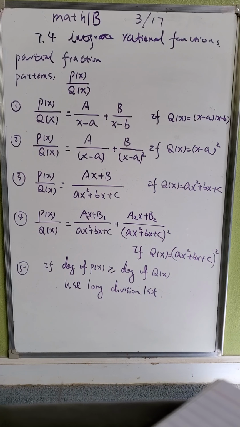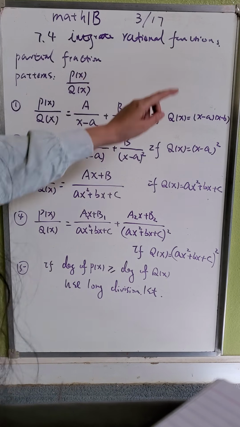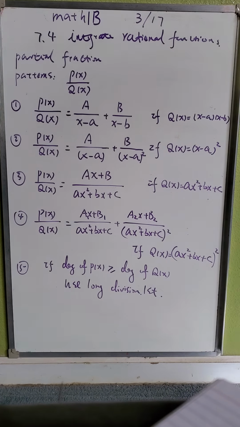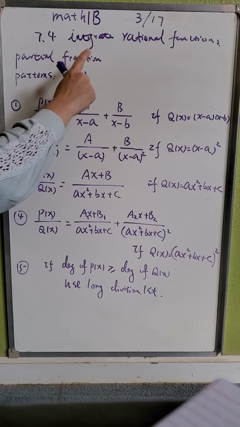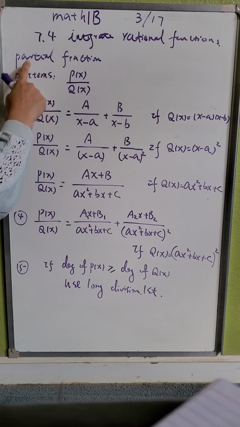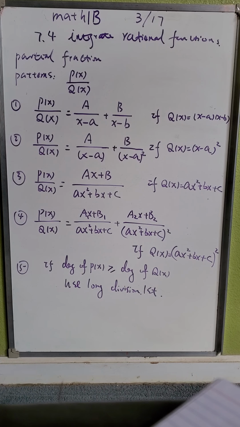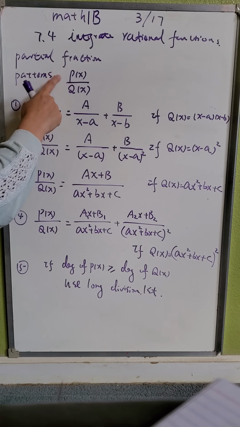Hello class, this is the second lesson of today's 7.4, integrate rational functions. I know that you guys probably forgot some of the stuff you learned in pre-calculus, okay? First, to integrate rational functions, we really have to do a partial fraction most of the time. Not all the time, but the majority of the time you have to do partial fractions. So how do you do it? You look at the pattern.